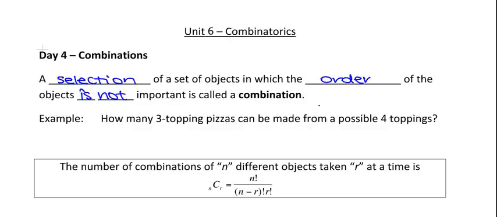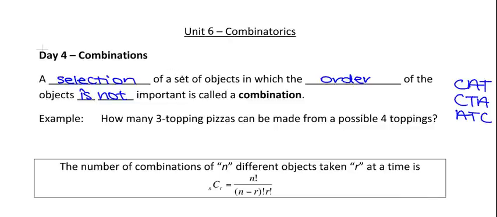So in the examples and questions that we were doing previously, we were making words. So obviously the order is important. I think I gave you the example in our last day's notes of cat being a different word from CTA or ATC, etc. But a combination is when the order doesn't matter.